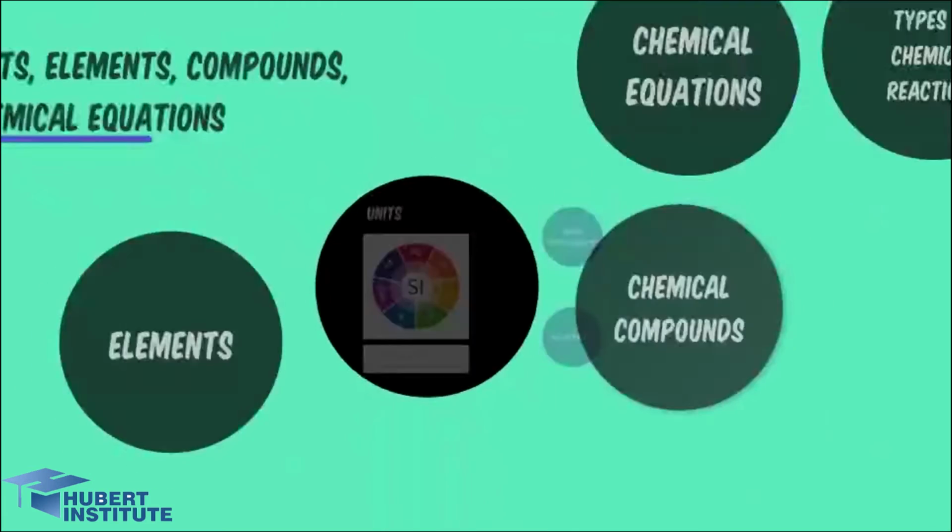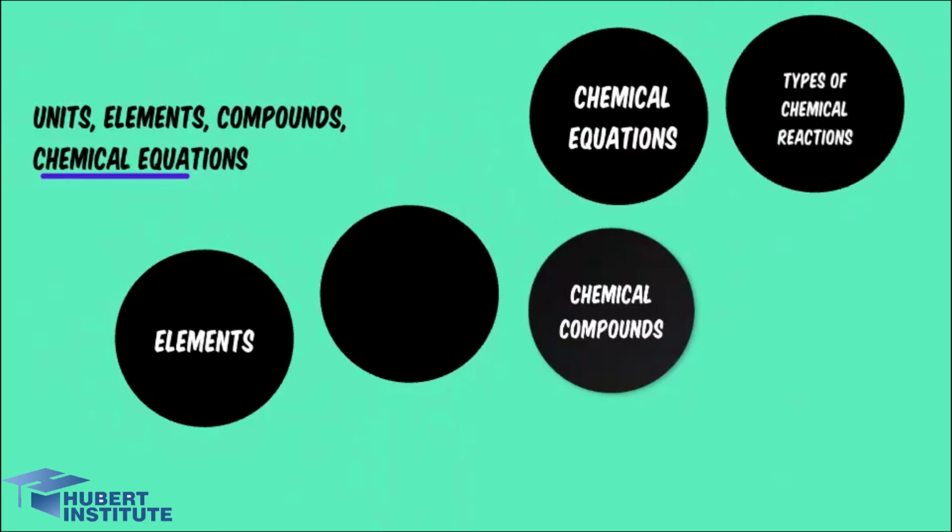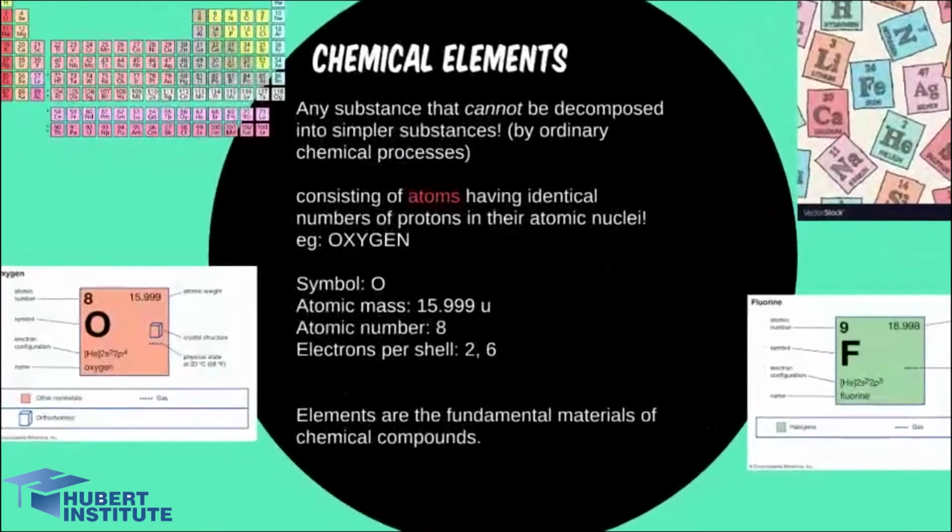Okay, I'm going very fast because I'm short on time. So I'm going to talk about elements, chemical elements. First, we need to know the definition of a chemical element. Basically, a chemical element is any substance that cannot be decomposed into simpler substances by ordinary chemical processes. Chemical elements consist of atoms having an identical number of protons in their atomic nuclei.